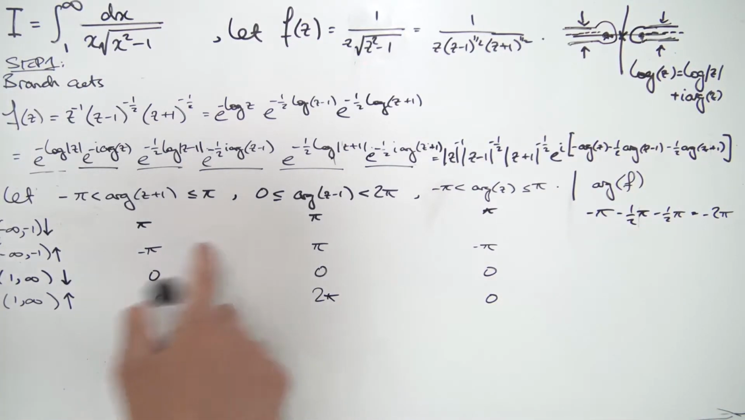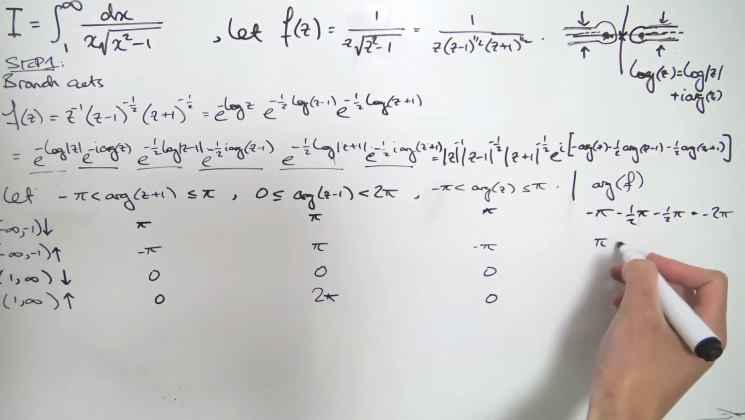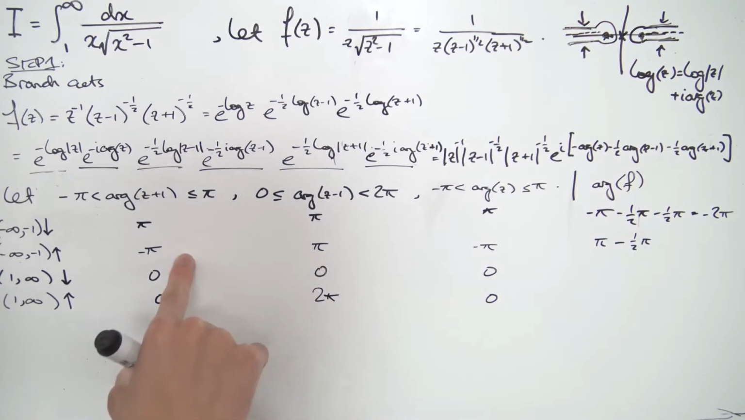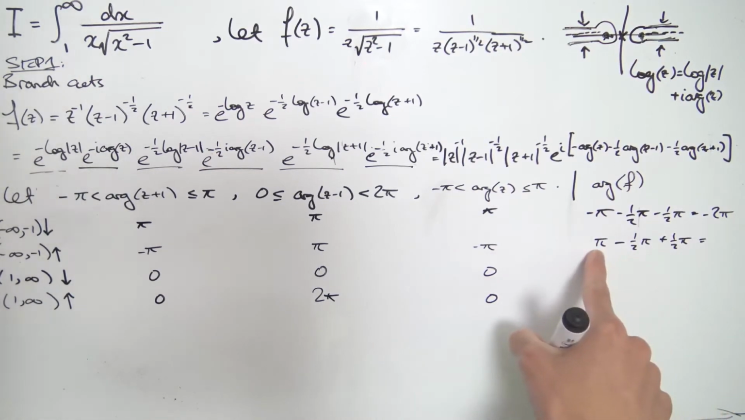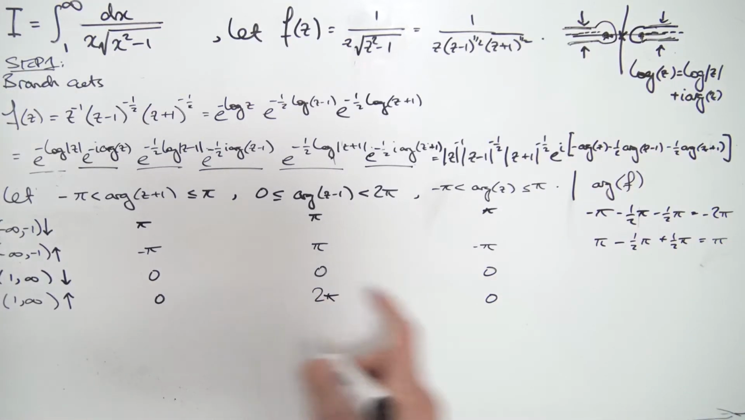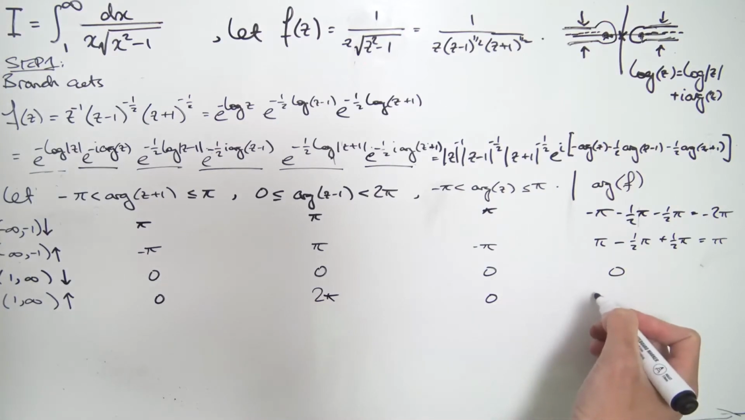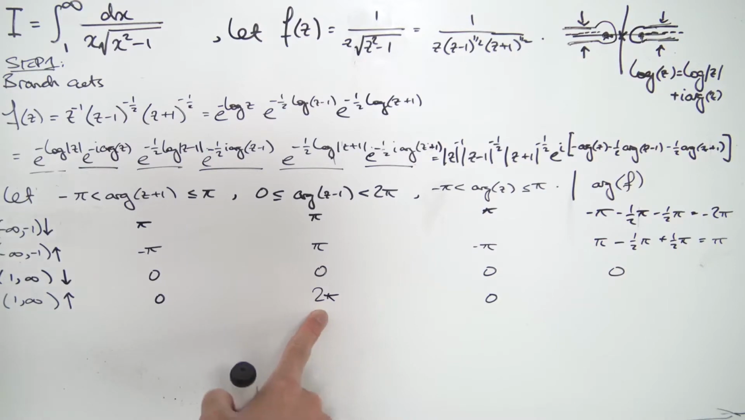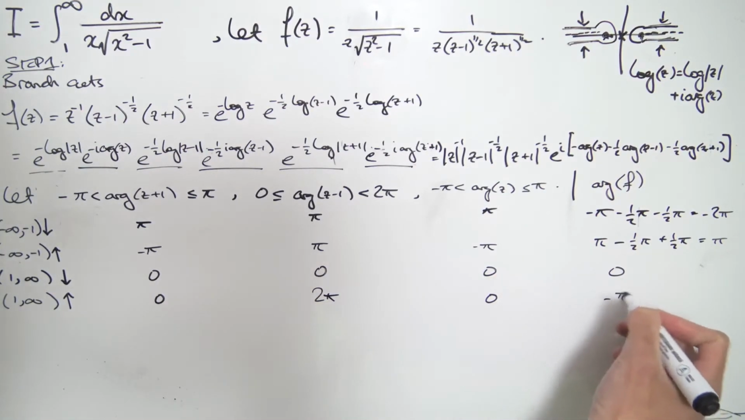Let's take a look at the second one. I'll just go through this quickly. So this is pi minus a half pi, and then plus a half pi. And these cancel, so it's going to give us pi. Next up we have, these are all 0, so it's going to be 0. And then finally we have 0 minus a half of this guy, which is minus pi, and then minus a half of this guy, which is 0. So this is just going to be minus pi.